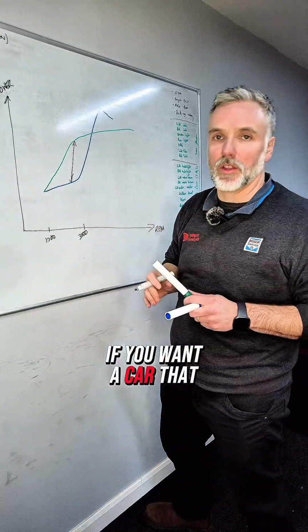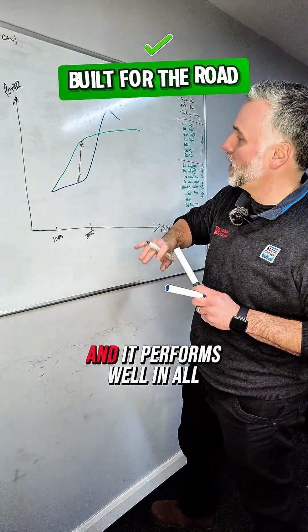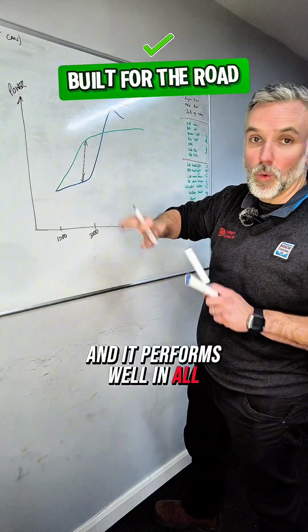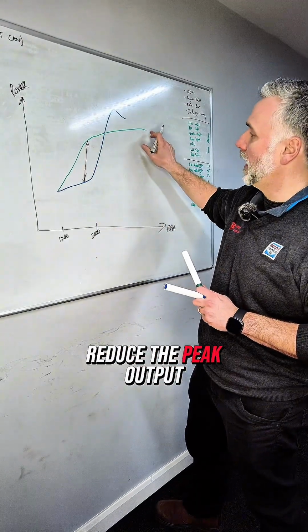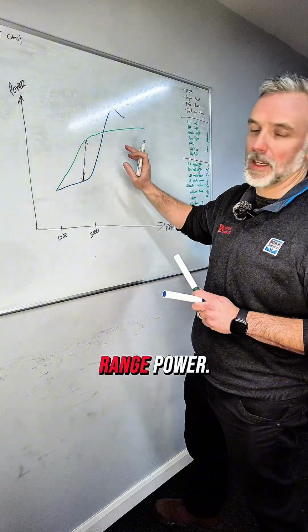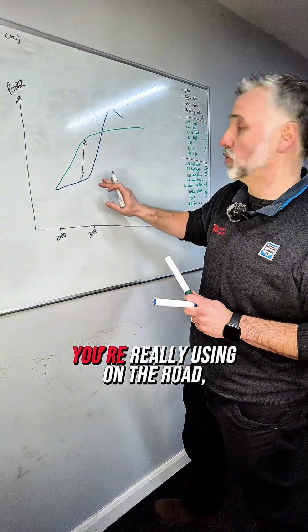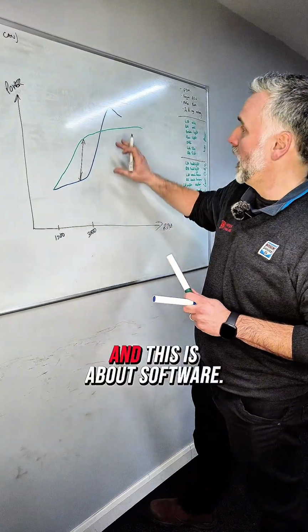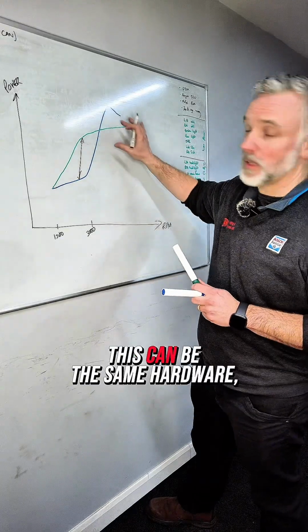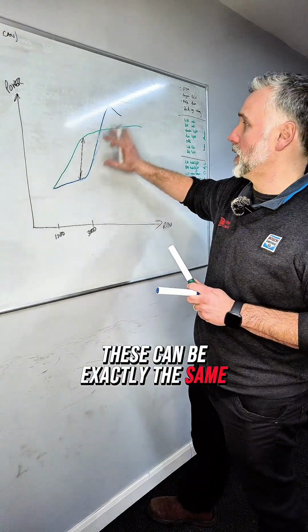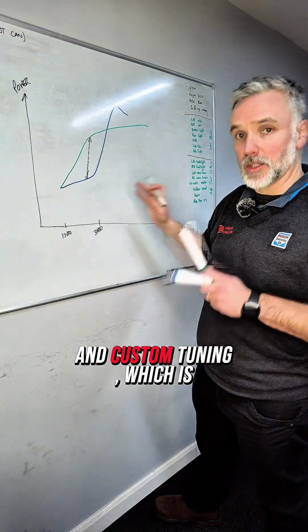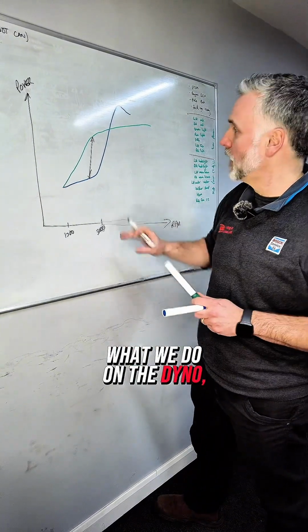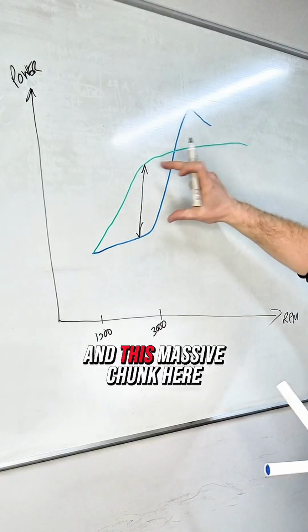If you want a car that drives nicely on the road and it performs well in all conditions, then we can tune it to reduce the peak output, but to give you more mid-range power and actually torque, which you're really using on the road. And this is about software. This can be the same hardware. These can be exactly the same setups, but with the correct implementation of the software and the tuning and custom tuning, which is what we do on the dyno, this is how we achieve this.